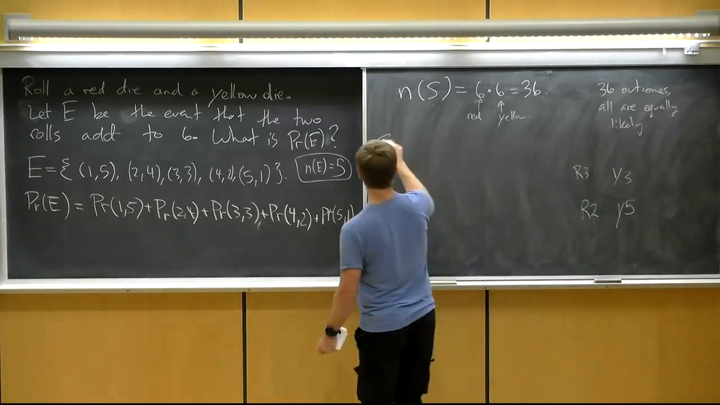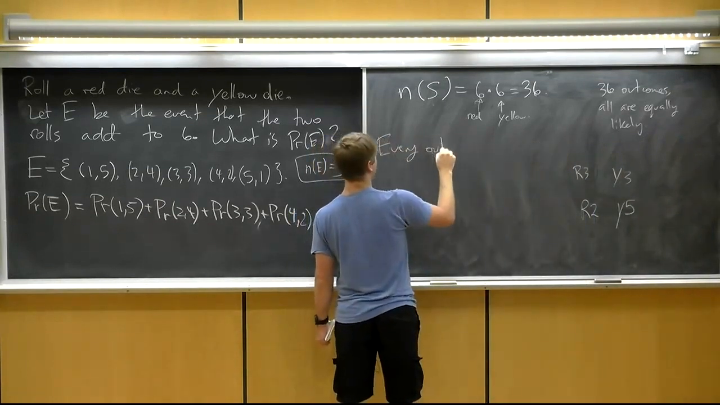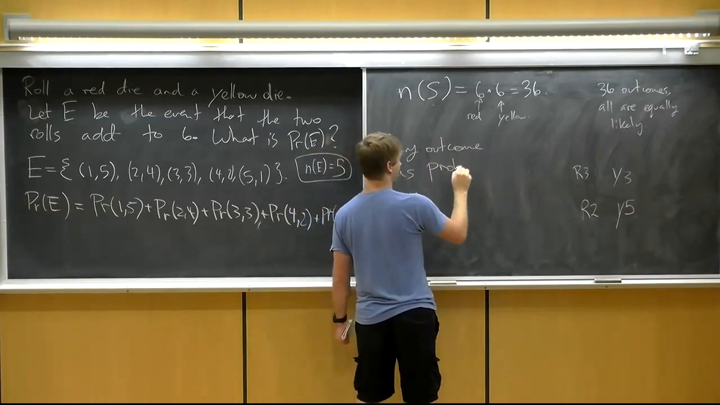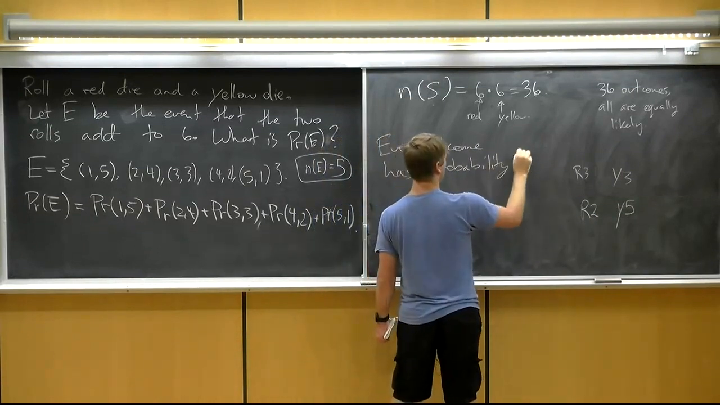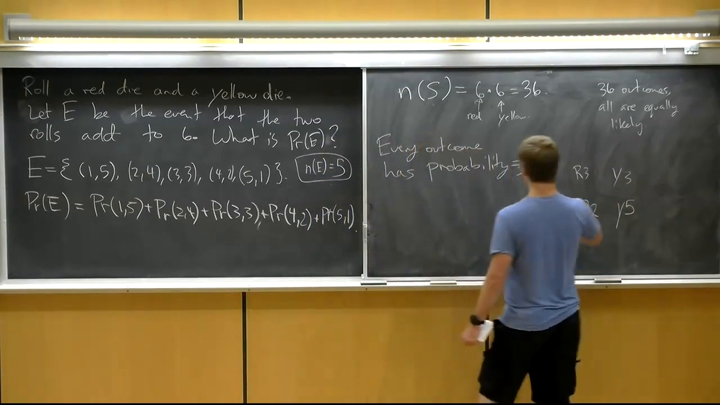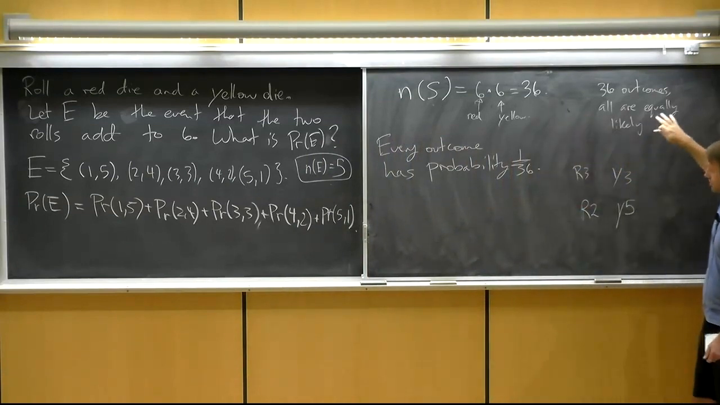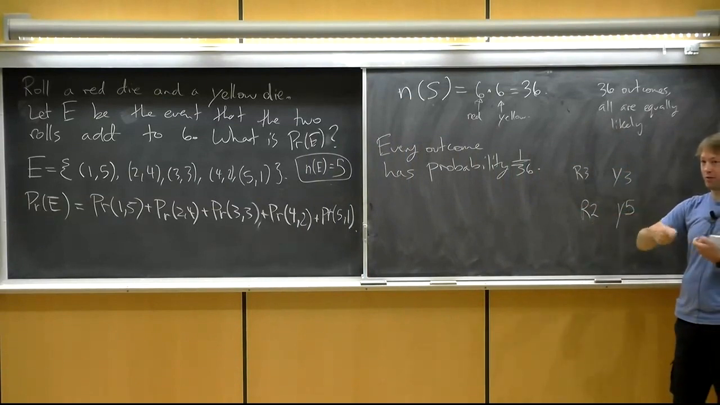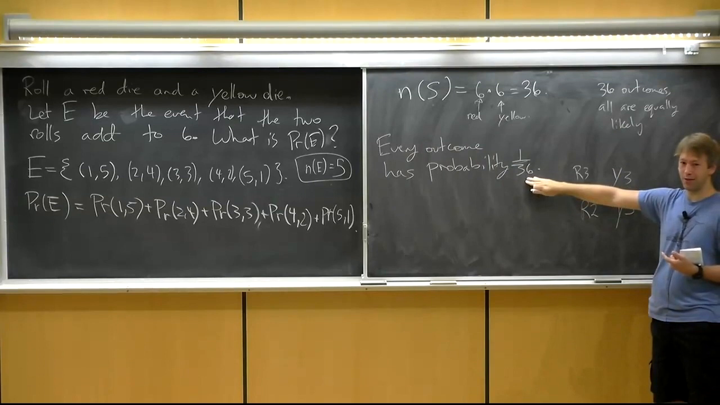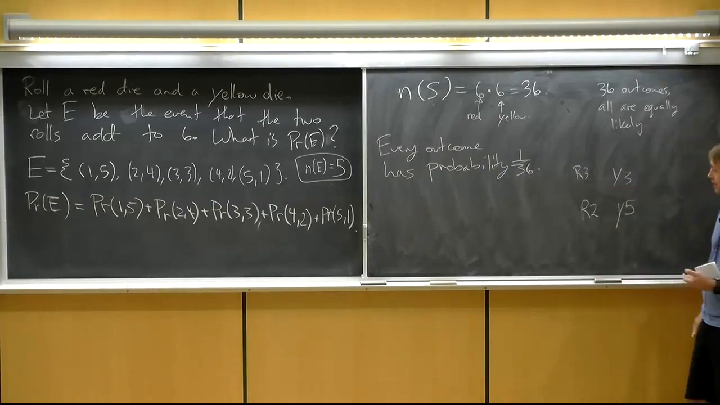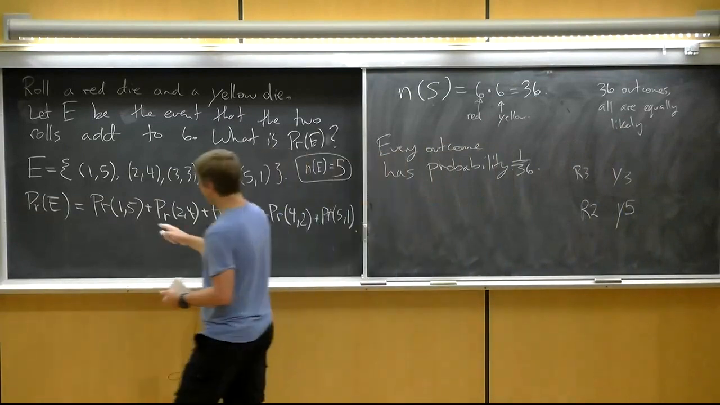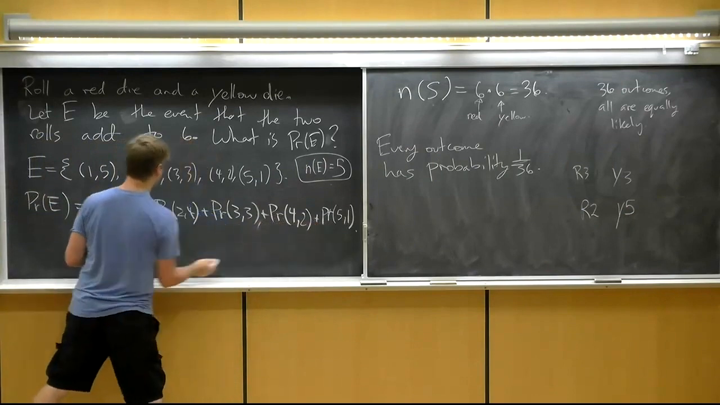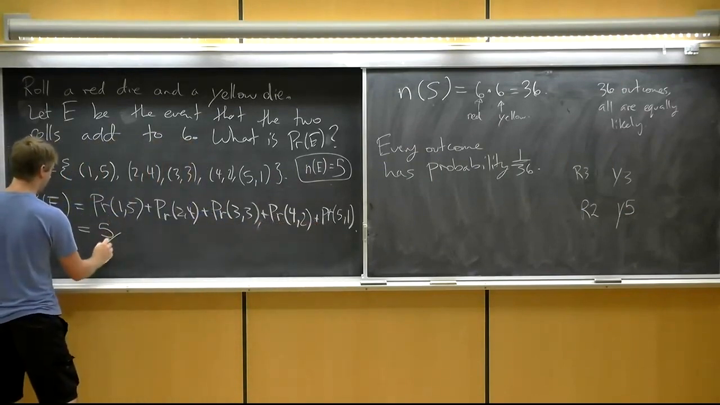So every outcome has probability 1 over 36 because there are 36 different outcomes. All of them are equally likely, but the probabilities have to add up to 1, so they must all have that probability, right? Therefore this should be 1 over 36, 1 over 36, 1 over 36, and so forth. So this should be 5 over 36.